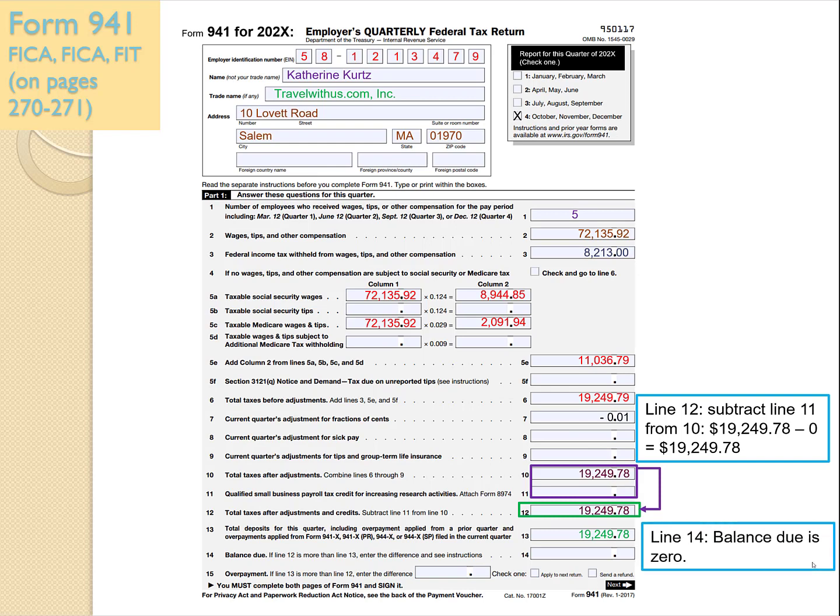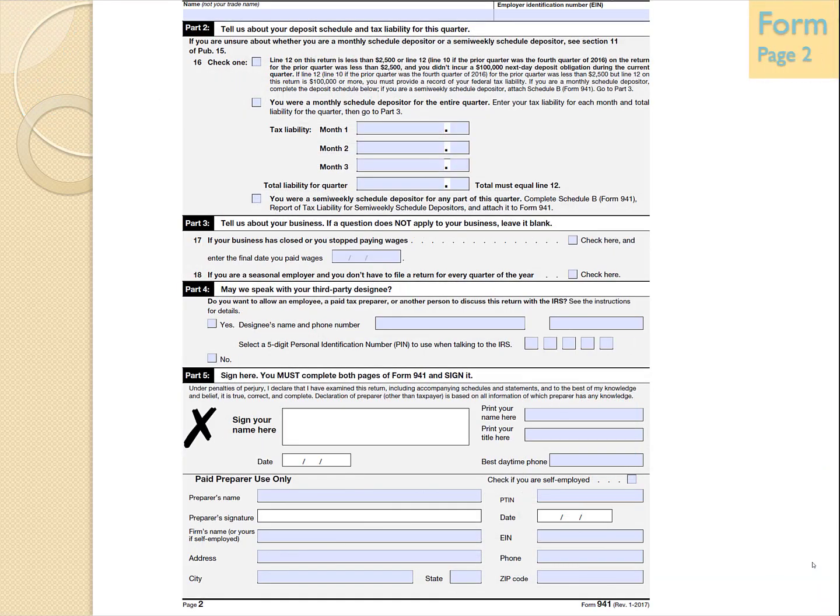And then line 14 is the balance. The balance due is 0. Line 14 says if line 12, 19,249.78, is more than line 13, enter the difference. So we don't owe anything. So that's how we fill out page 1 of Form 941. So that's most of the work. We're almost done. We're now going to do page 2.